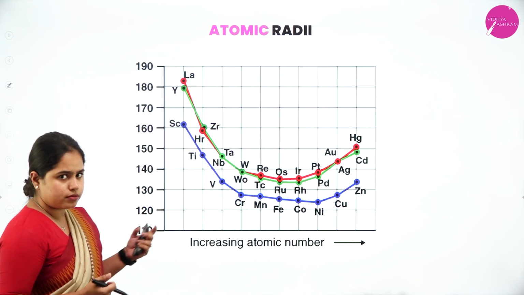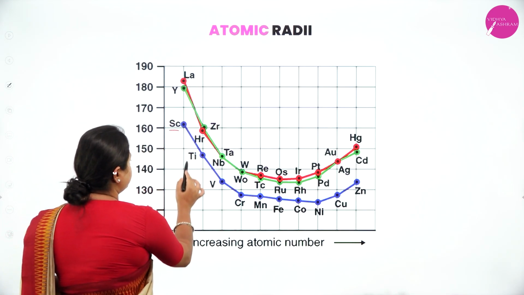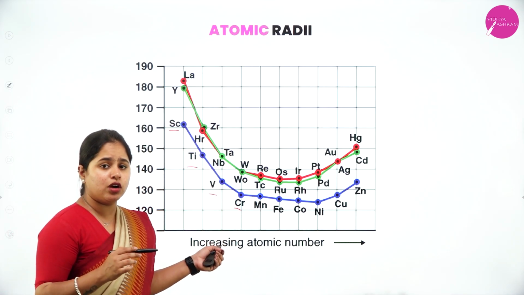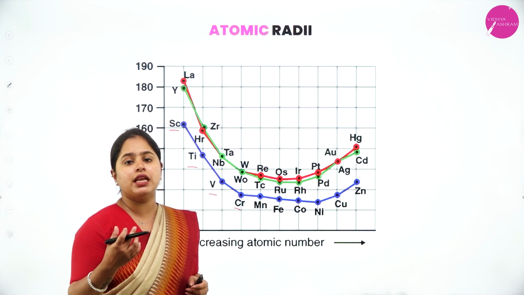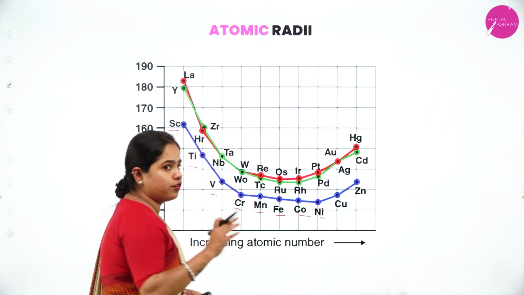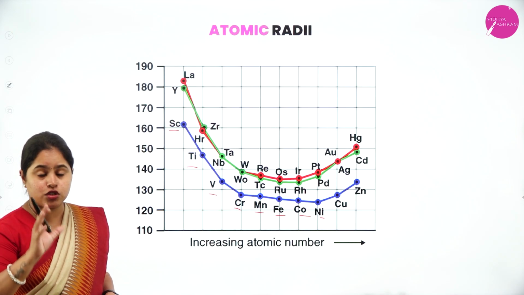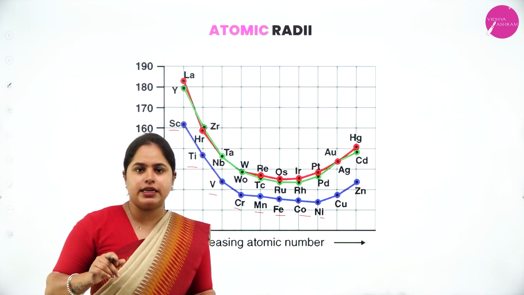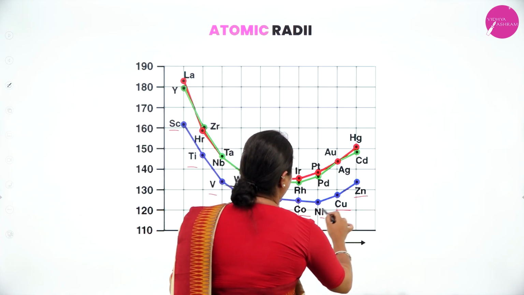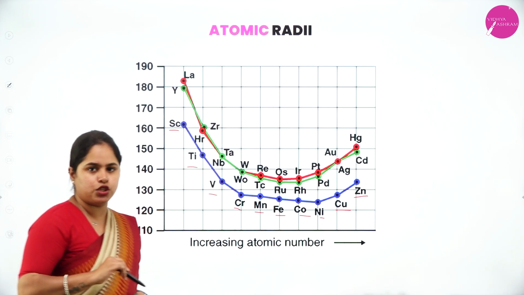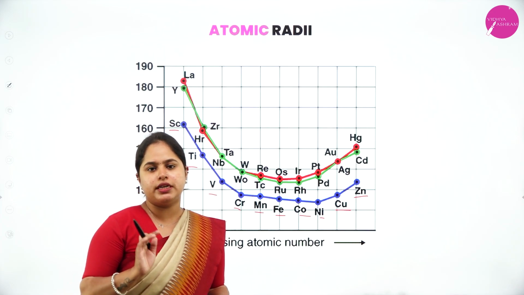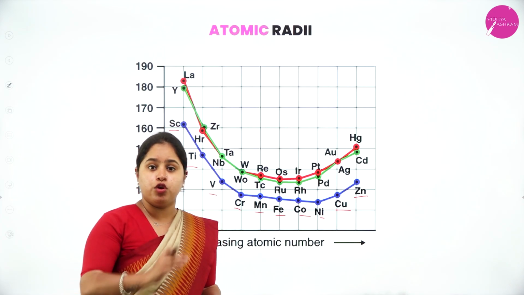As you can see in the graph, this is scandium, titanium, vanadium, chromium. Till here you can see a decrease in the atomic radii. Why? Again, because the screening effect is less. And here you can see manganese, iron, cobalt, nickel, all of them have almost the same atomic radii. It is because the screening effect and the nuclear charge are balancing. Now after nickel, copper and zinc, again you can see an increase in the atomic radii, because the screening effect has become more. So I hope the trend in atomic radii is clear for you along a period.